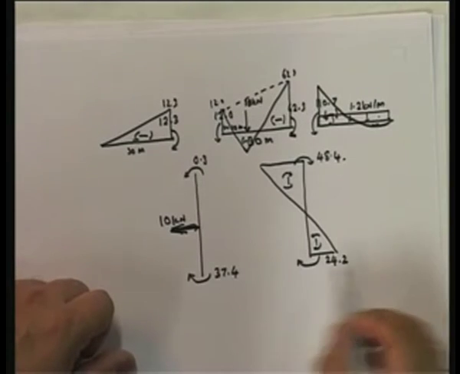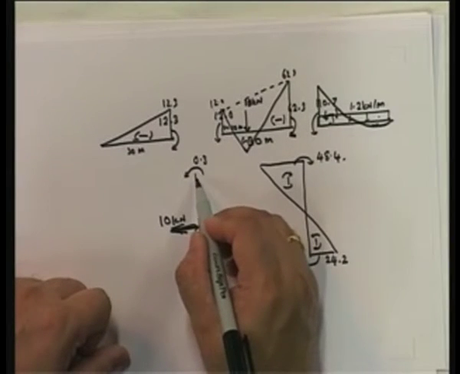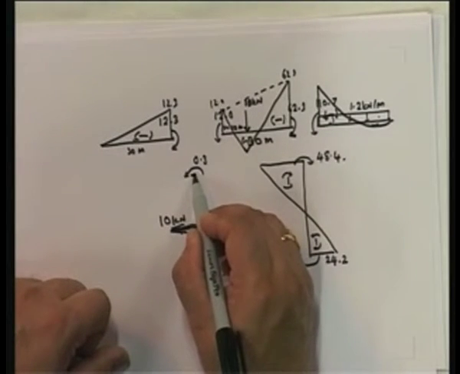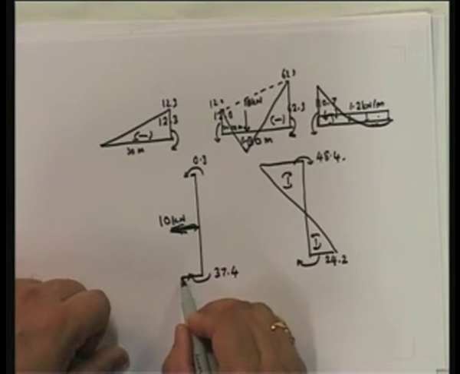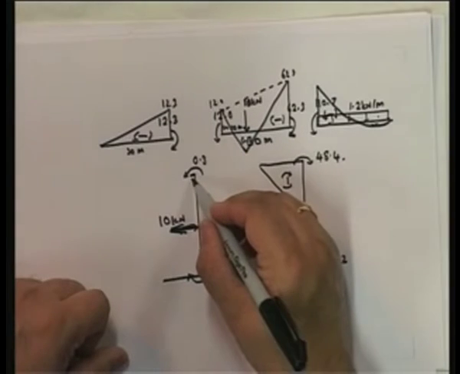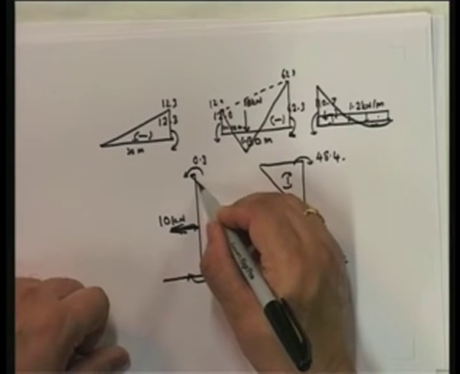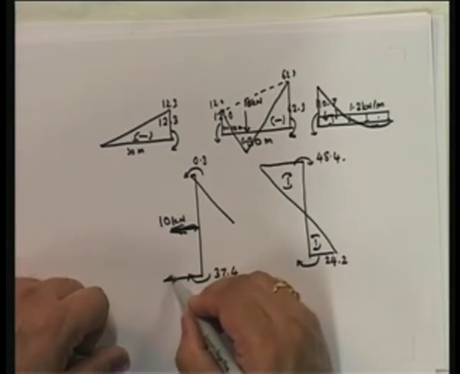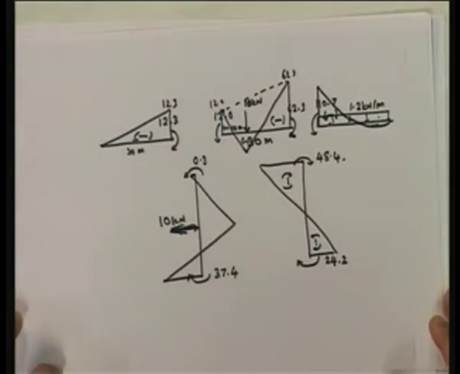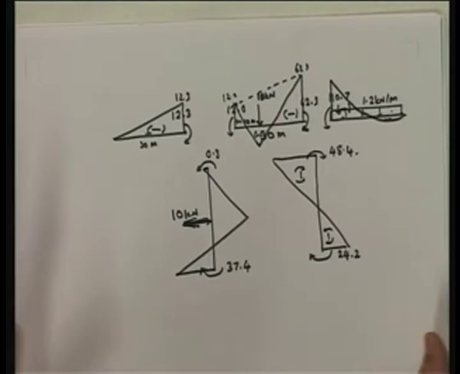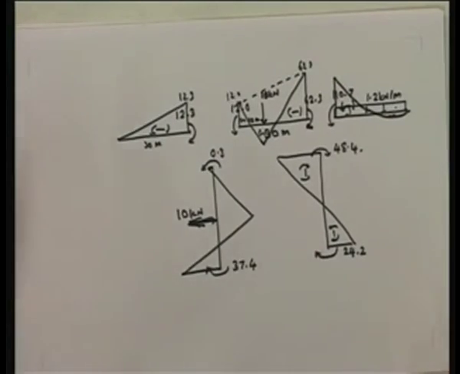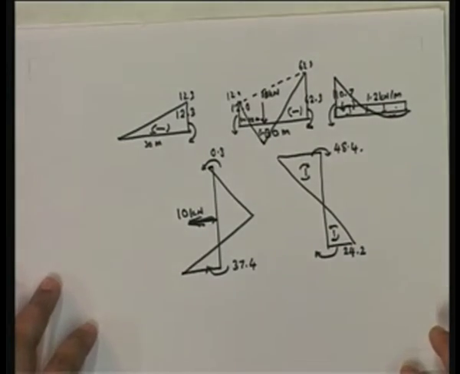Okay. And over here, this is going to be point 37. And this is going to be point 47. And you can compute what those are very easily. I've just drawn the bending moment diagram. Of course, you need to put it together and be able to do it.